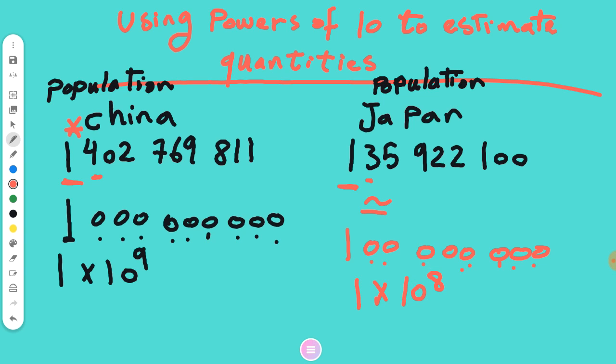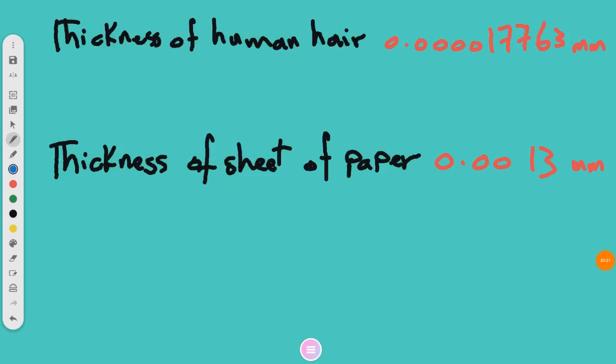Okay, which is greater now? The population of Chinese or the population of Japanese? Actually, Chinese, because it has more power of 10. So it's easy to compare numbers now. So I can represent big numbers in an easy way by estimating them to the power of 10, okay? Let's move to another example.